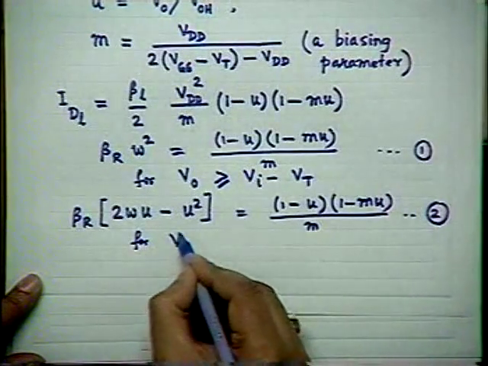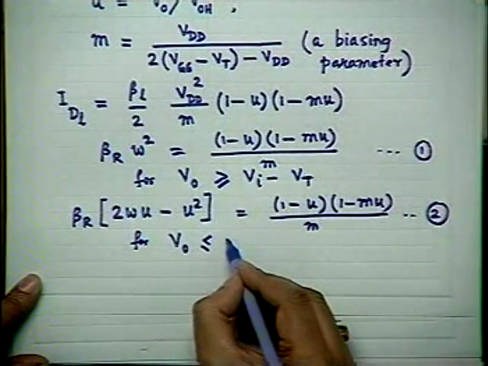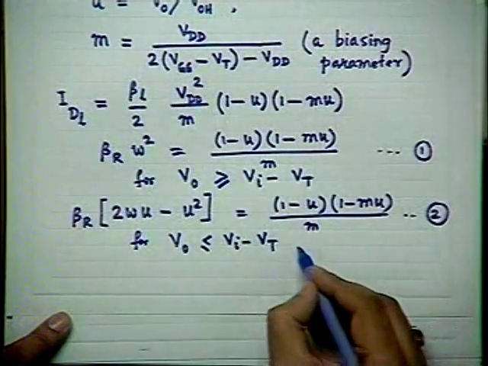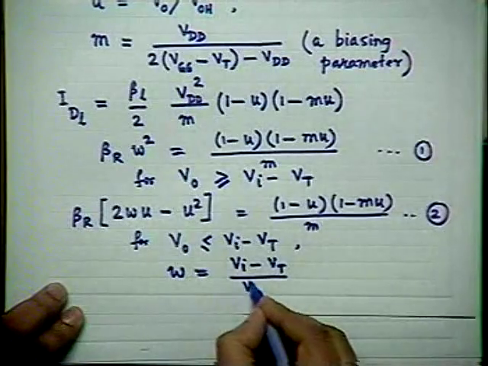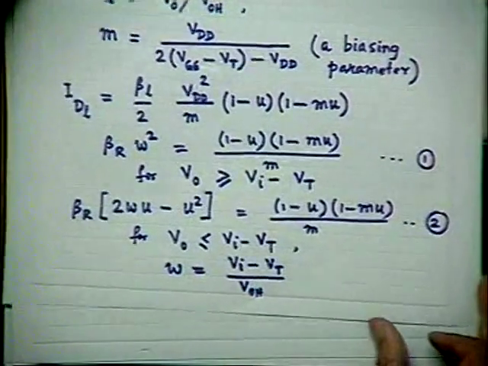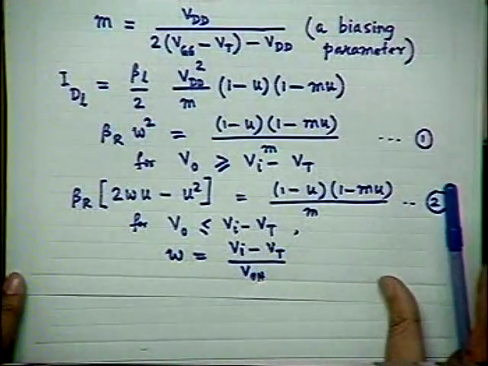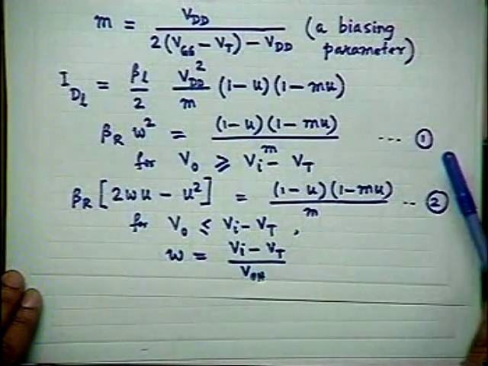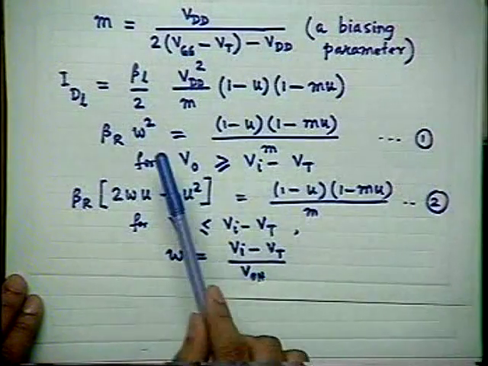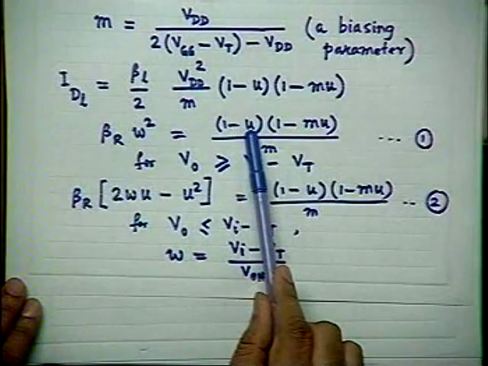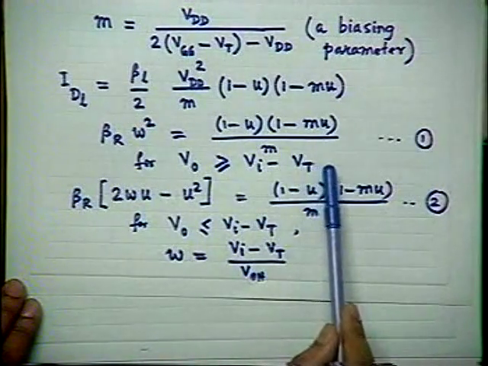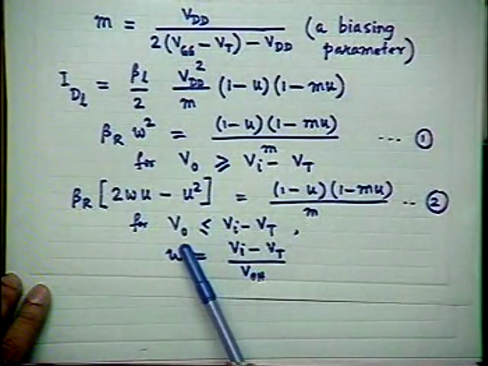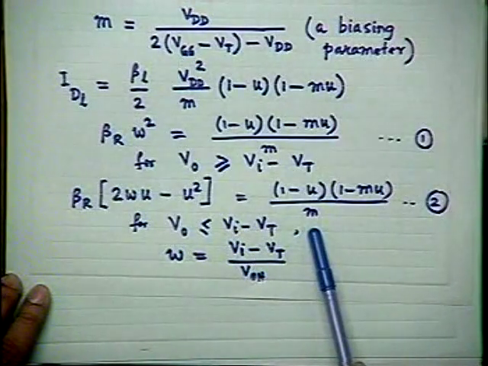Similarly, I get equation number 2, which is beta R, which you have to check yourself, for the other case, when VO is less than or equal to VI minus VT. W as before has been defined as VI minus VT divided by VOH. Please note VOH is VDD. W is not exactly the normalized input voltage, but VI shifted by VT and scaled by VOH. So I have now obtained two equations relating the input voltage W with the output voltage U for the two regions. One is VO greater than VI minus VT, for which the driver transistor is in saturation, and the other is VO less than or equal to VI minus VT, for which the driver is in the triode or linear region.